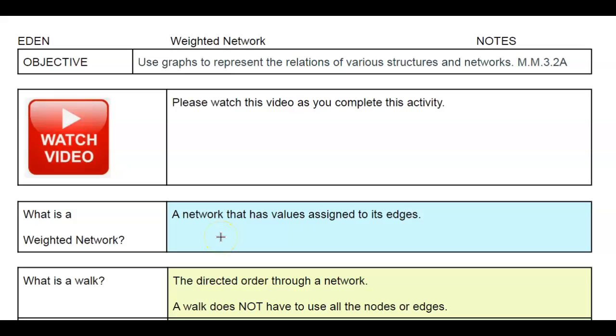Hi students. I couldn't find a short, great video, so I'm just going to make my own. We're going to talk about weighted networks.